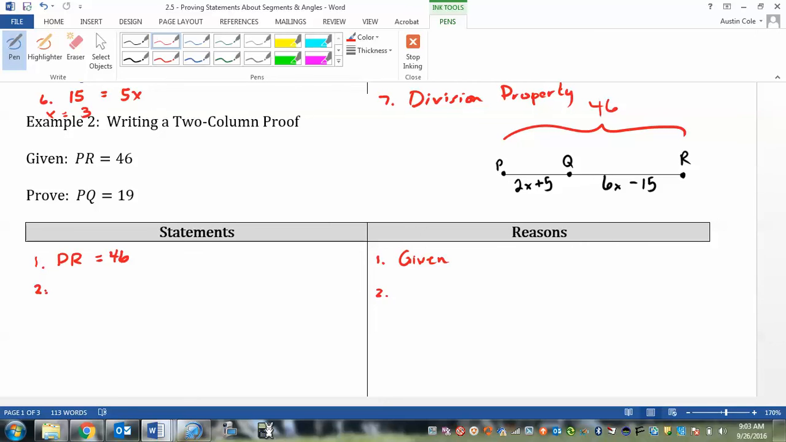Now here's just a little hint. Anytime you're adding segments together, which essentially we are because we're talking about PR, PR is the whole thing, right? We're going to add the first part of the segment plus the second part of the segment. Have we talked about that before in this class? Have we talked about adding segments together? Remember when I was talking about Subway? Anyone recall what that's called? When I'm adding segments together.